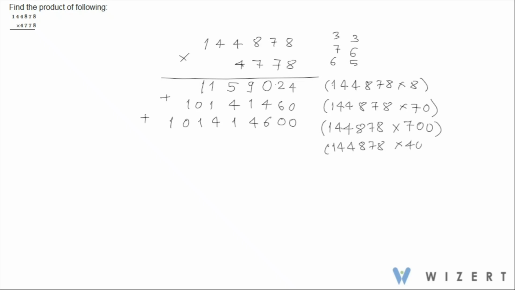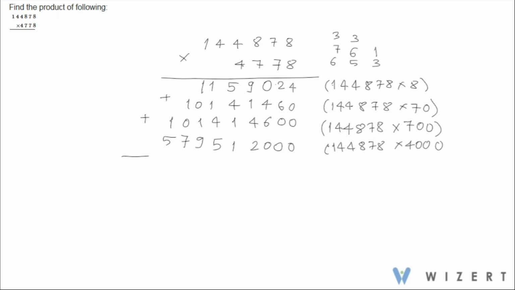So in the next line we'll be multiplying 1,44,878 by 4,000. So we'll take three zeros here. Now 4 8s are 32. 3 will be carried. 4 7s are 28 plus 3 is 31. Again 3 is carried. 4 8s are 32 plus 3 is 35. Again 3 is carried. 4 4s are 16 plus 3, 19. So 1 is carried. 4 4s are 16 plus 1 is 17. Again 1 is carried. 4 1s are 4 plus 1 is 5.